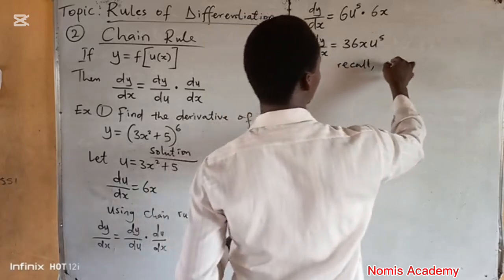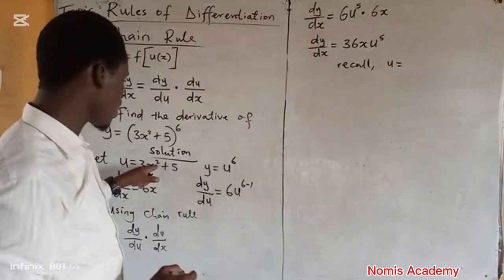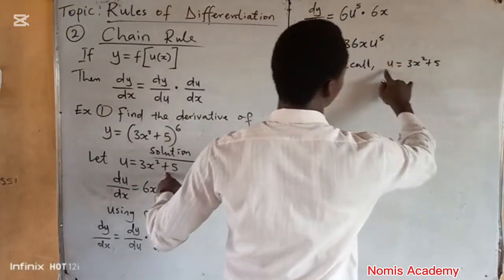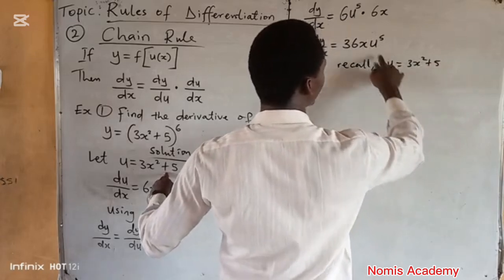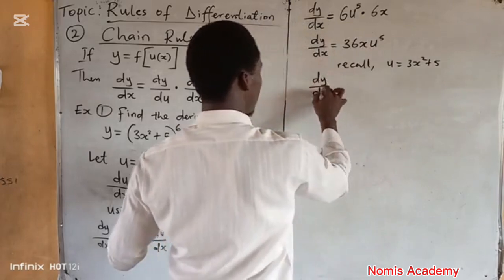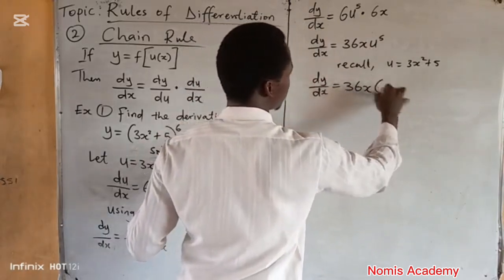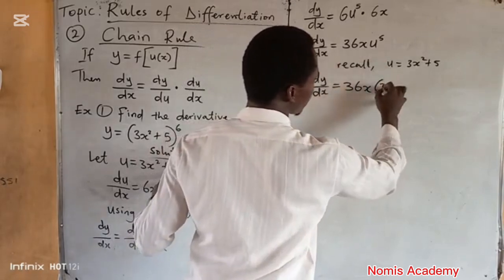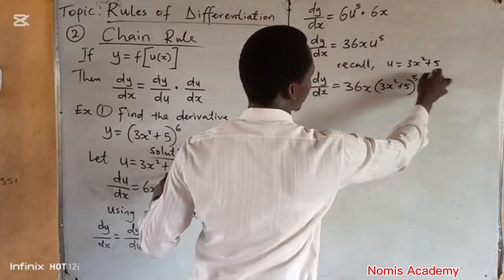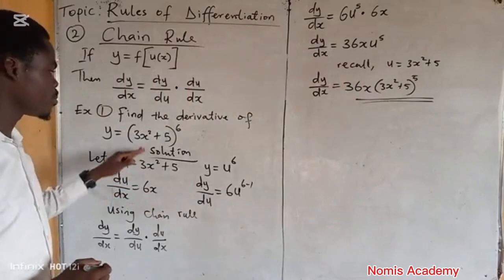Recall, we said that u is equal to 3x squared plus 5. So we are going to substitute the value of u in the derivative. So that will be dy over dx is equal to 36x times 3x squared plus 5, raised to the power of 5. So this is the solution to the problem given.